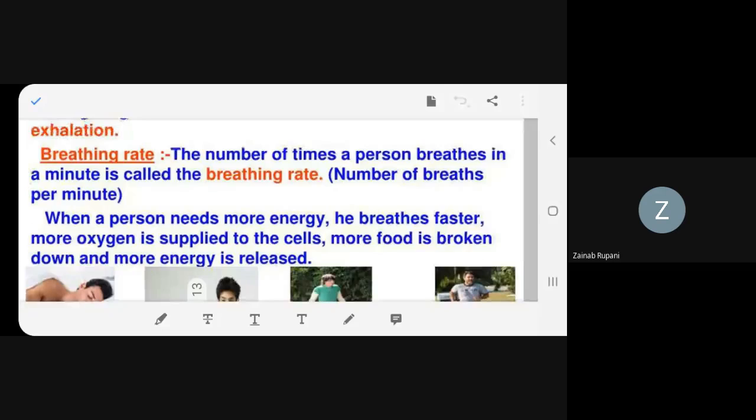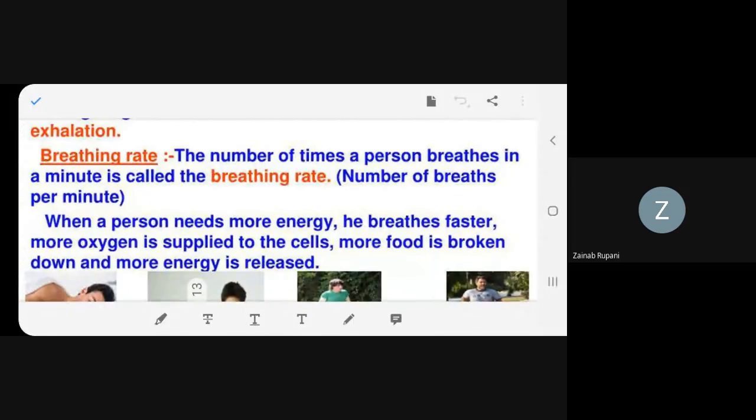Now we come to breathing rate. Yes, read. Breathing rate. The number of times a person breathes in a minute is called the breathing rate. Read properly so your English will improve. Number of breaths per minute.